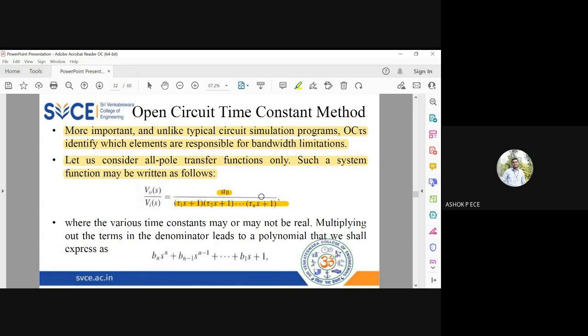And I take the denominator and write it in the form of an equation in the decreasing power of s. So bn s power n plus bn minus 1 s power n minus 1 plus etc. up to 1. So I write the denominator in the form of a polynomial.